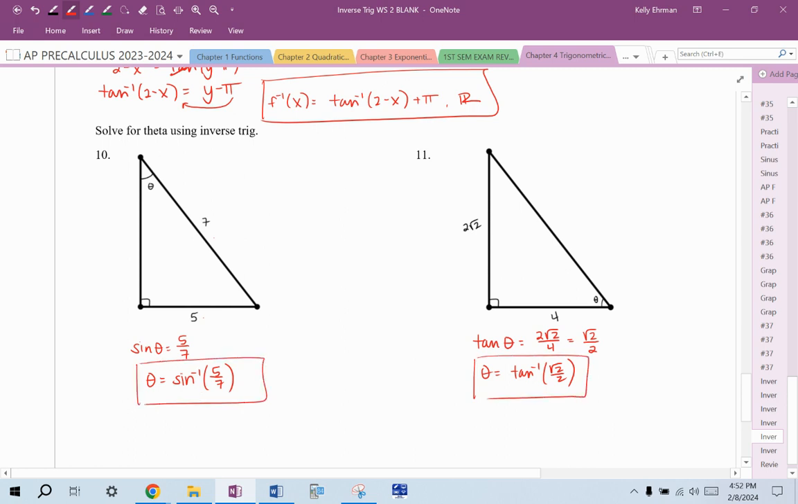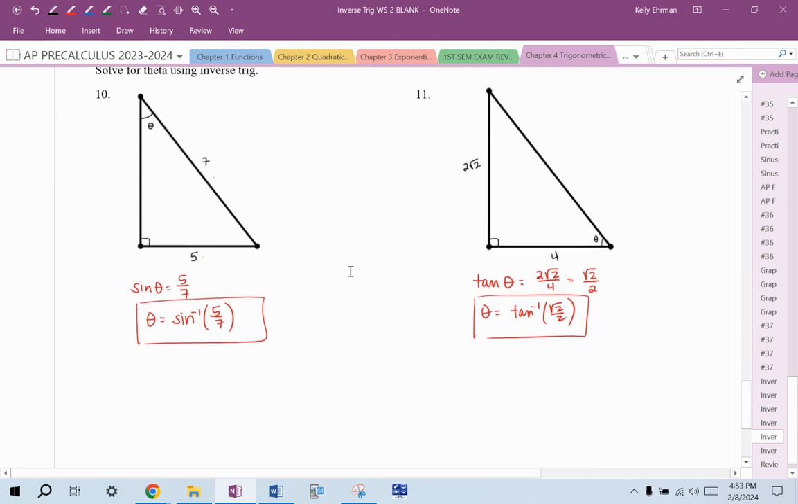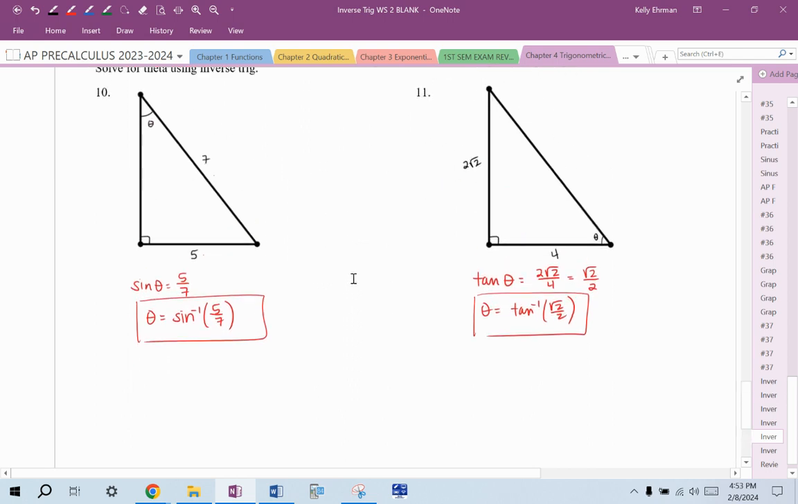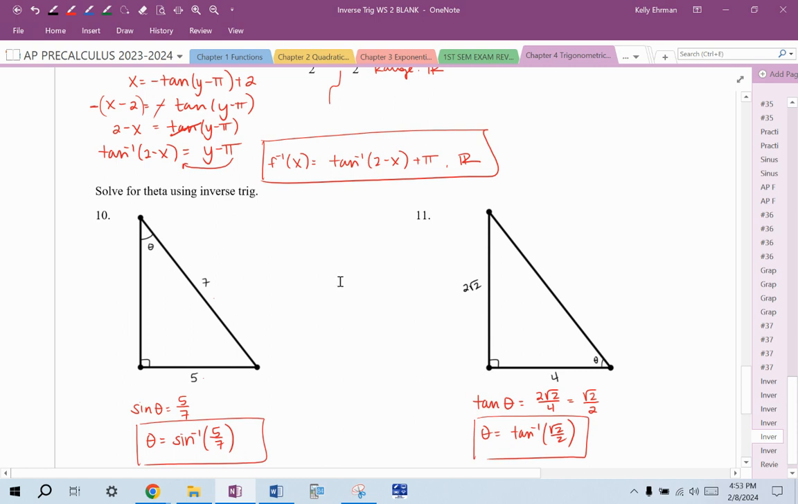So for both of these, if we wanted actual numerical answers or decimal approximations, we would have to use our graphing calculators. All right, that's it for worksheet 2. After this, we're going to do AP Classroom. So this is just sort of like a warm up to get you used to what those questions will look like.